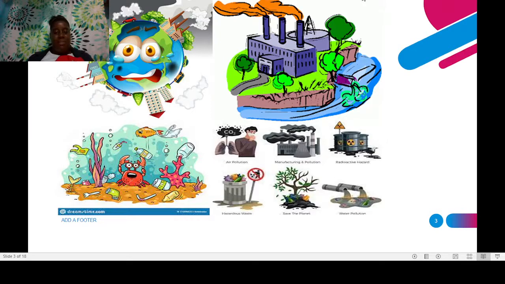Now let's hear from Michael. Michael, what did you observe from the pictures? Yes, you see a factory spewing smoke and dumping green stuff into a river. Okay. What else did you observe about the pictures? You're seeing fishes swimming in garbage water. Okay, that's correct. What else are you seeing? You're seeing the earth crying. Yes, the earth is crying, but why do you think the earth is crying?